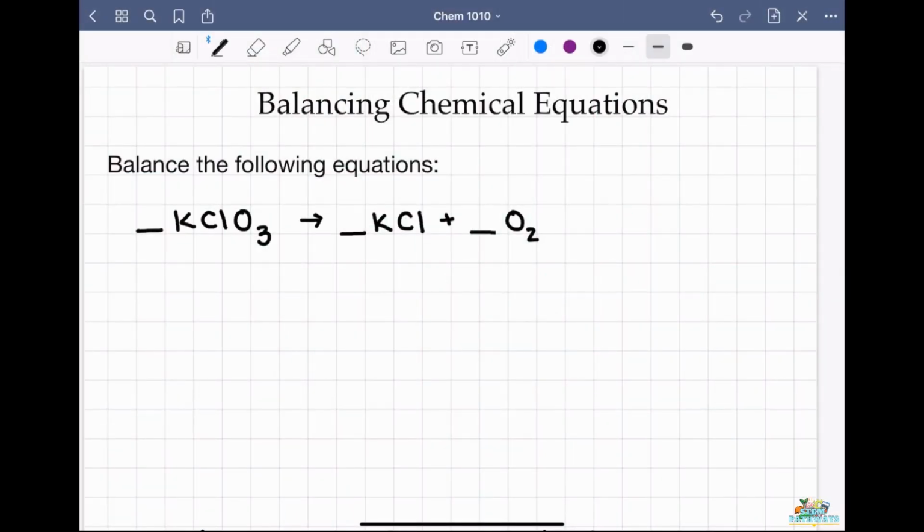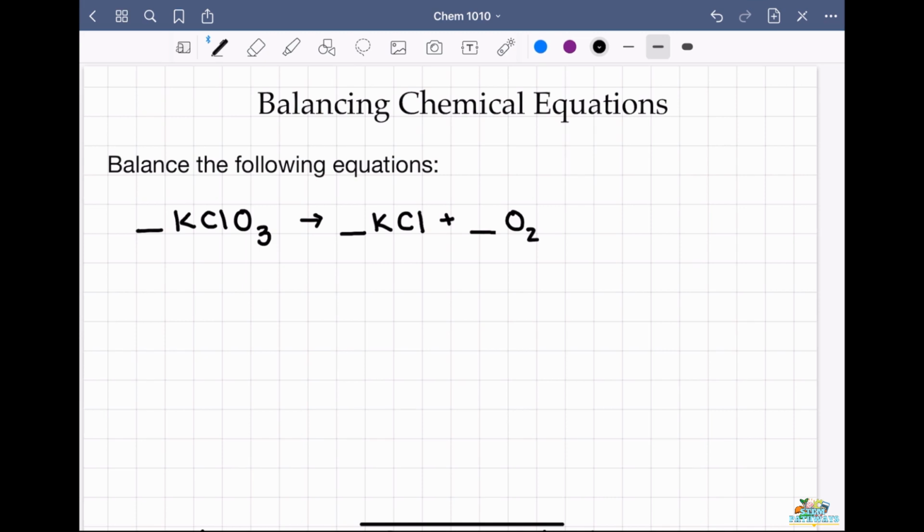Today I'll be showing you how to balance chemical equations. A chemical equation is balanced when both the reactant and product side have the same amount of atoms for each particular element. The way I like to approach balancing equations is first writing out each element individually and putting how many atoms they are starting with.